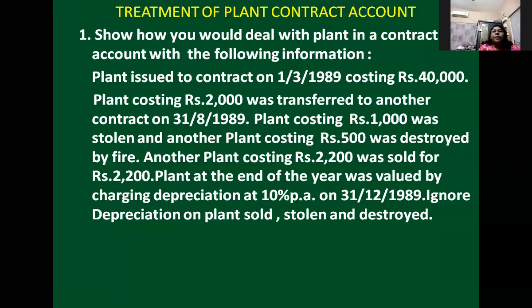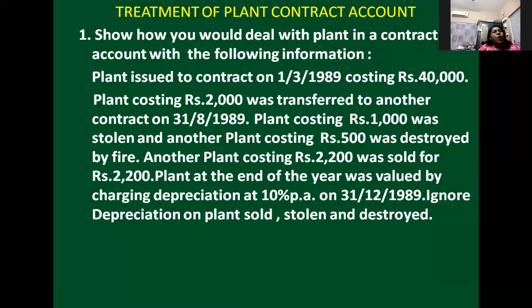I already mentioned in the previous videos, whatever materials and expenses we incur for carrying out the contract, that only is to be debited in the respective contract account. So this plant is not utilized, that is the amount rupees 1,000 was stolen. So we need to credit this item. Another plant costing rupees 500 was destroyed by fire. So this also is going to be credited in our contract account.